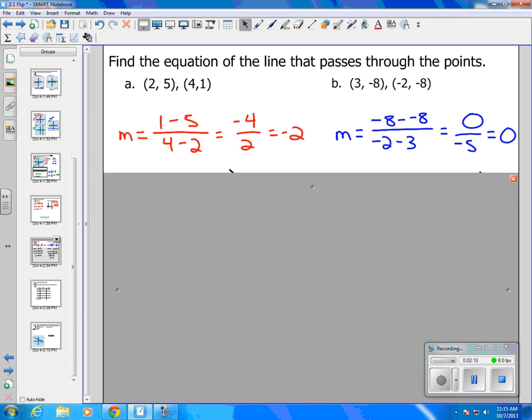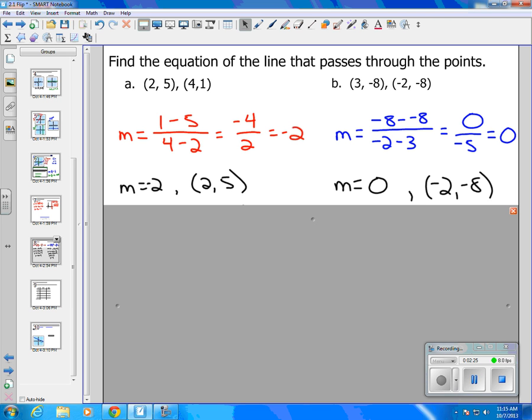Now what I want you to do is take the slope that you're given and plug that into point-slope form with either one of the points that you have here. For the example on the left, I would like you to use the point (0,25), and for the example on the right, I would like you to use the point (-2,-8). It does not matter which point you use. All right, go ahead and pause the presentation. Try to use point-slope form to get the equation of your line.